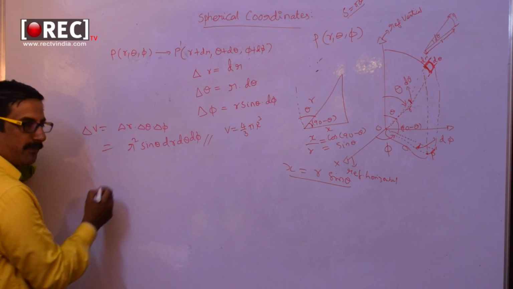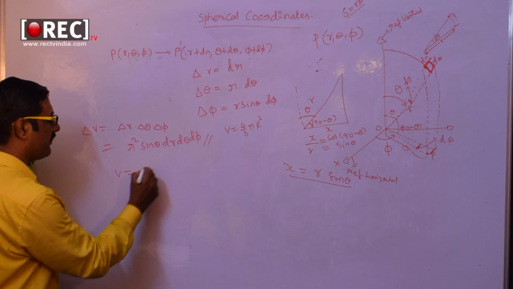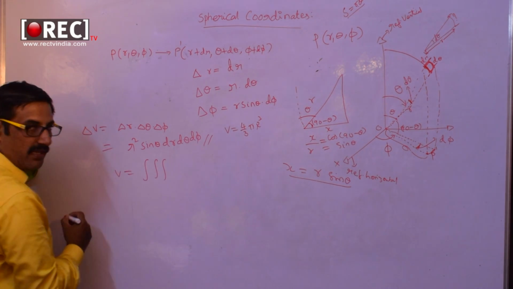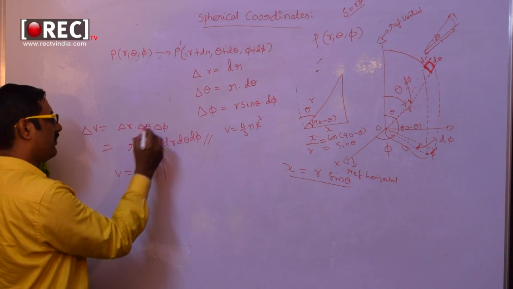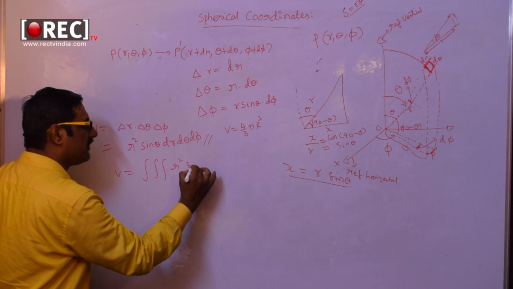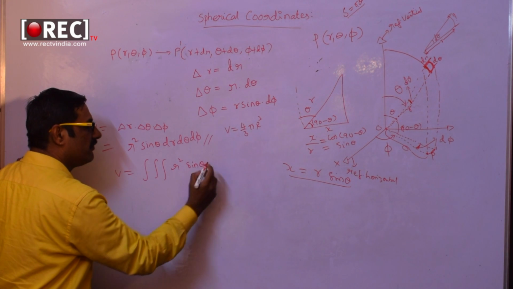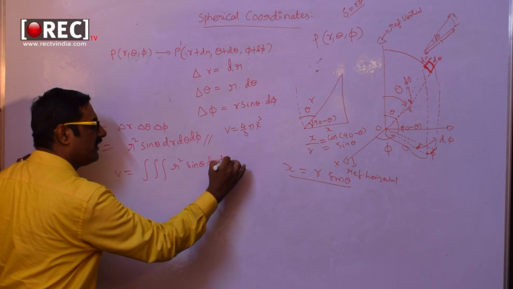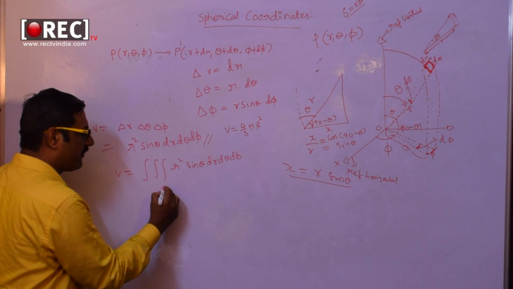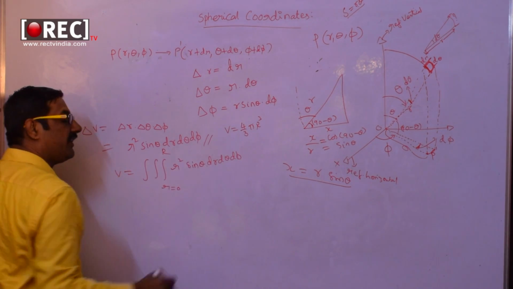If you consider a sphere, what is the volume? It is simply the triple integral of dv. And what is dv from this formula? It is simply r square sin theta into dr d theta d phi. And what are the limits of r? r varies from 0 to capital R, which is the radius.